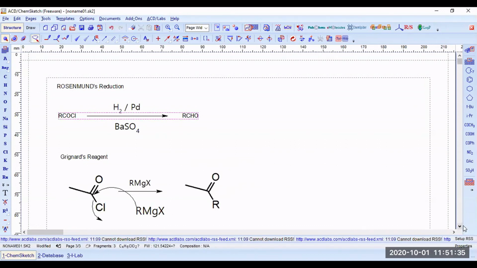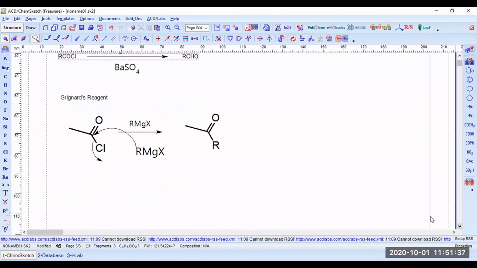Acid halides, if you react with Grignard reagent, what happens? R minus will attack, and finally you will get MgXOH, or MgX2, because you can write directly Br or Cl instead of X. You can write MgXCl. This is from Grignard reagent.